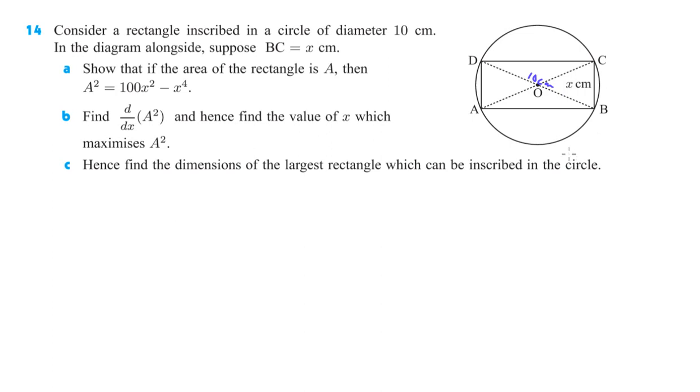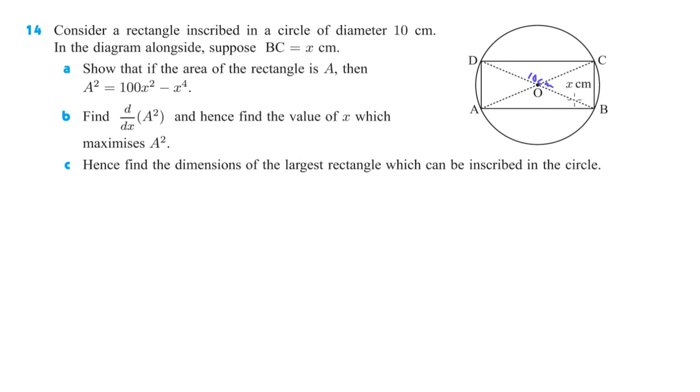For part A, show that if the area of the rectangle is A, then A squared equals this here. So first thing we want to do is find the area of the rectangle. To find the area of the rectangle, we need to know the base and the length, right? Length times width. So we know that this is X. We need to figure out what this is.